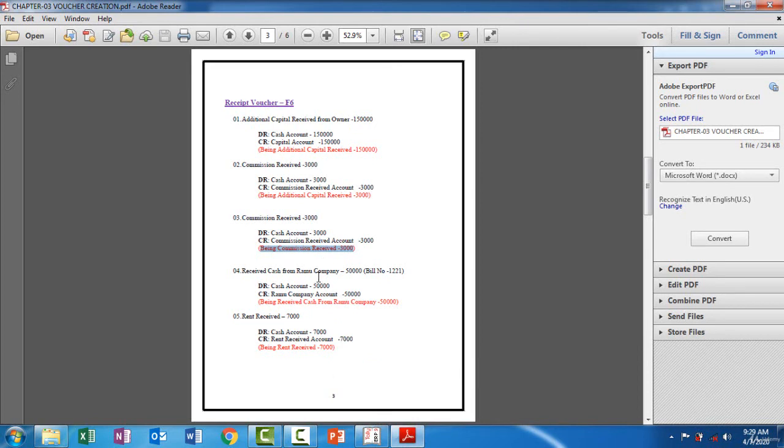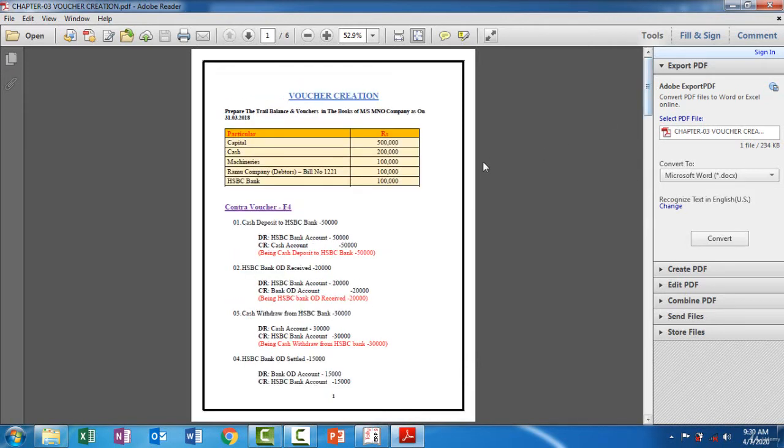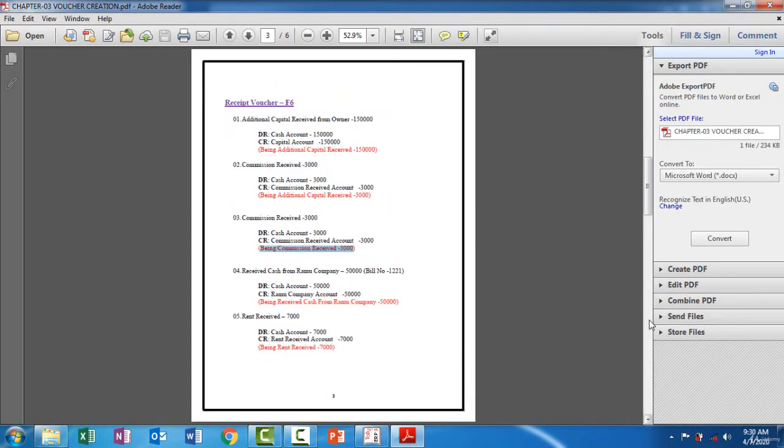So the next one, received cash from Ramu company 50,000, bill number 1221. It's Ramu company, we already have 100,000, so he gave us 50,000, it's a part of the money. So if we receive the money from Ramu, who is a debtor, cash account debit and Ramu company account credit 50,000.